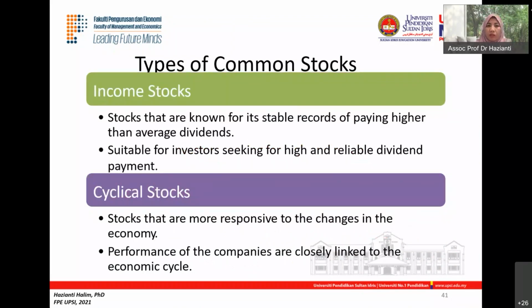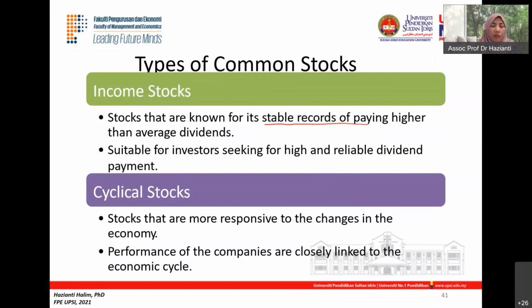Next is income stock. These are stocks that are known for their stable record of paying higher than average dividends. If investors are seeking high and reliable dividend payments, this is the best place to go. Sometimes if you look at the different types of common stock, some stocks might fall into one or two of the same categories. For example, if we're talking about blue chips, sometimes that industry can also be a cyclical stock.